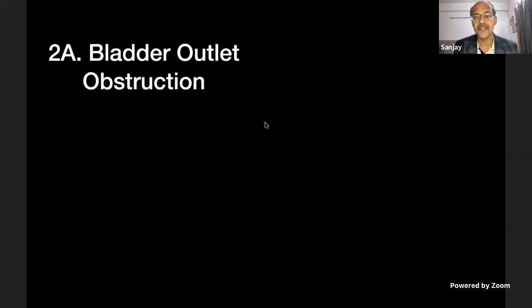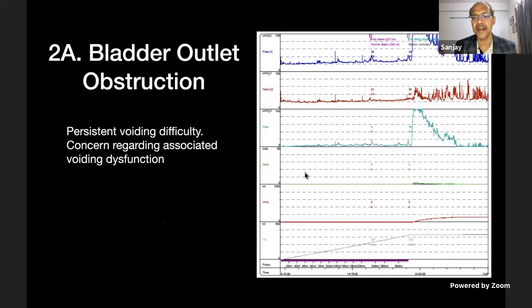The other findings relate to the voiding function. And you can see here two important findings. This is a patient where after the patient has been given the command to void, there's a very high pressure and a very slow flow. This combination of findings is classical of obstruction.